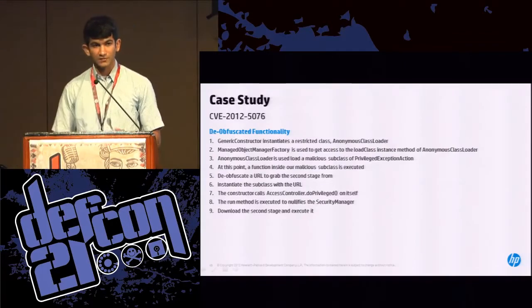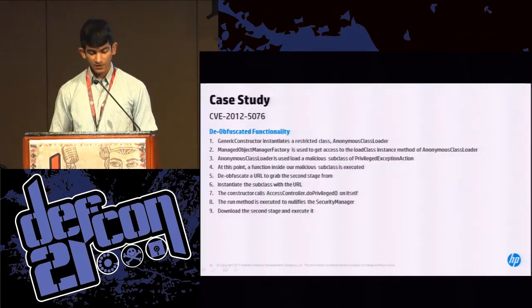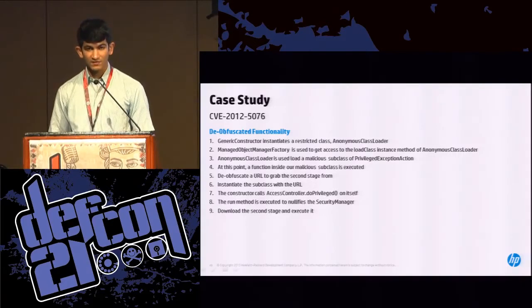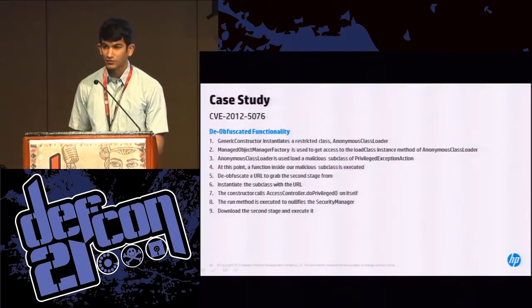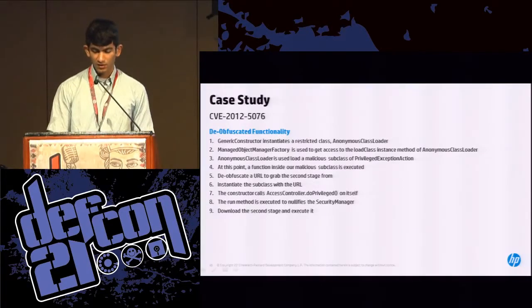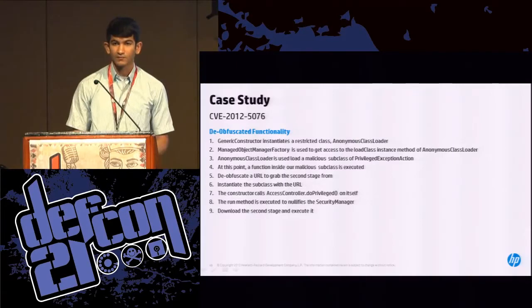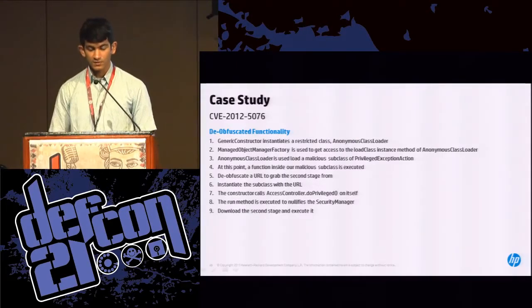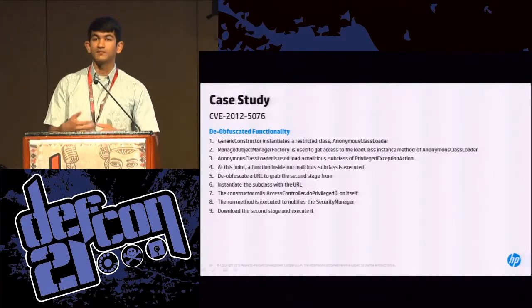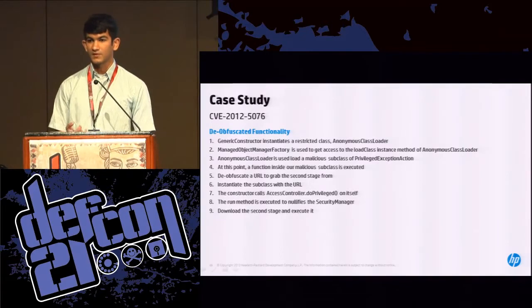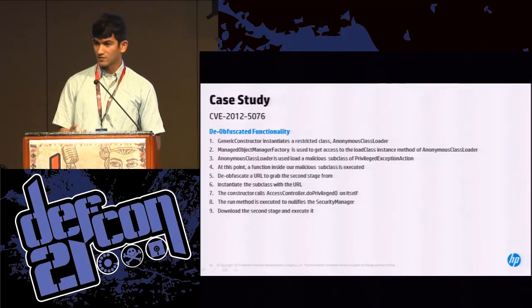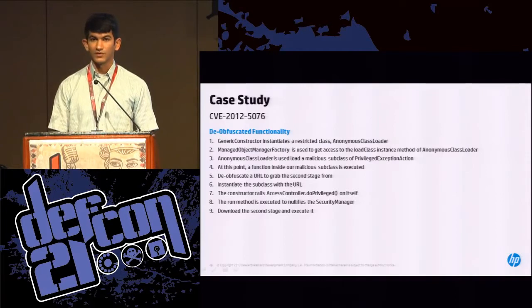Now I'm going to go through a piece of malware we have that actually makes use of a sandbox bypass, and it's CVE 2012-5076. Basic functionality, and I'll show the code in a sec, makes use of the generic constructor class to instantiate an anonymous class loader instance. Once it does that, it uses manage object manager factory to get access to the load class protected method, and it then invokes that method on a malicious class that implements privilege exception action. And once it's done that, it then nullifies the security manager and runs its stage 2.